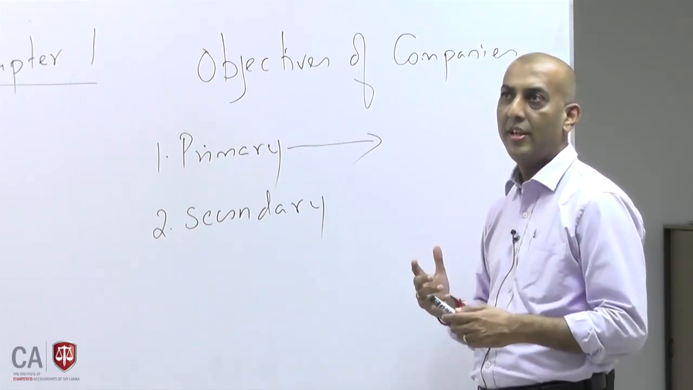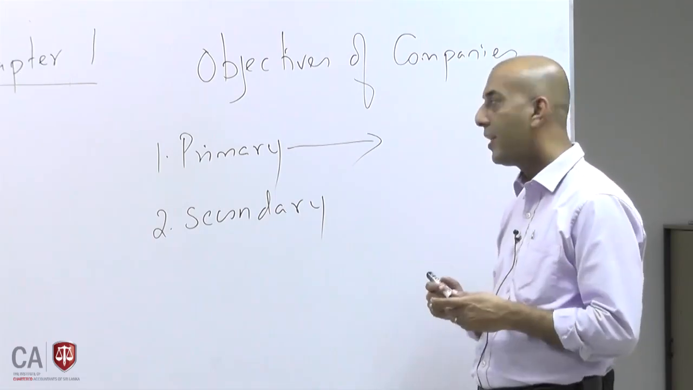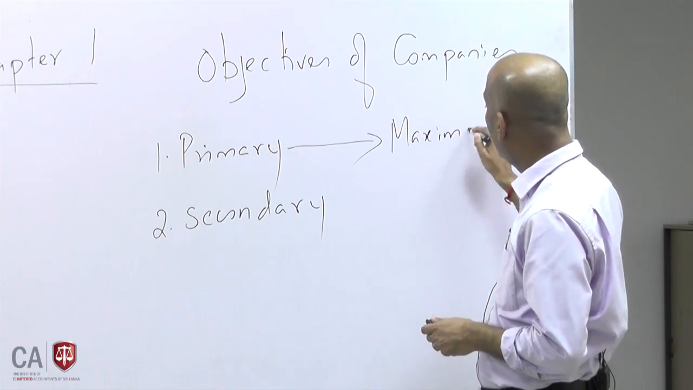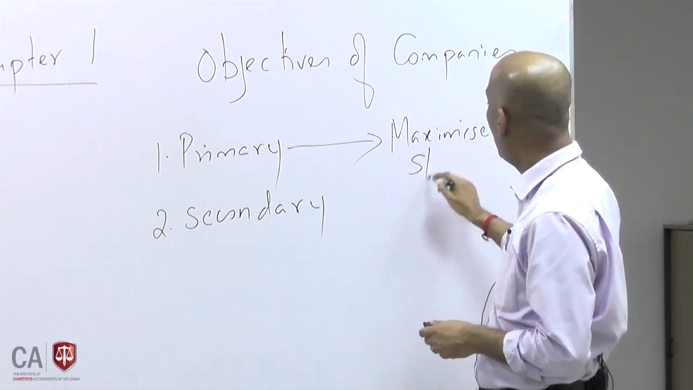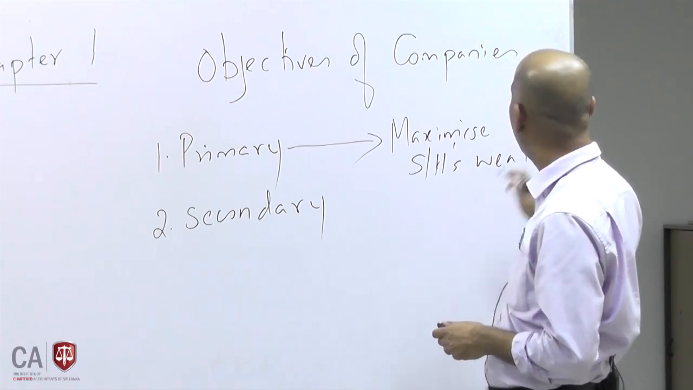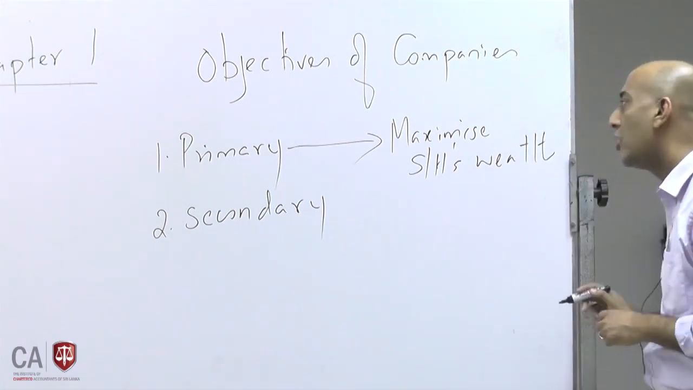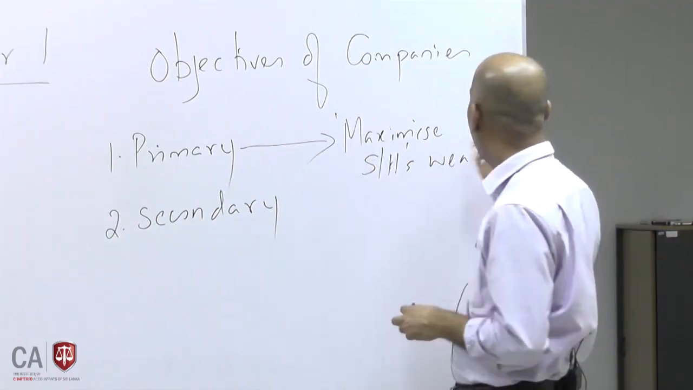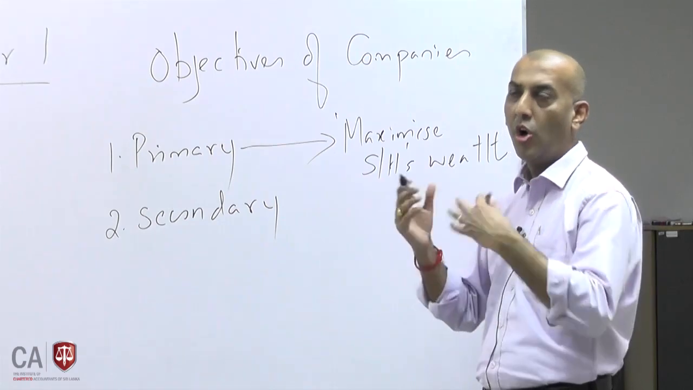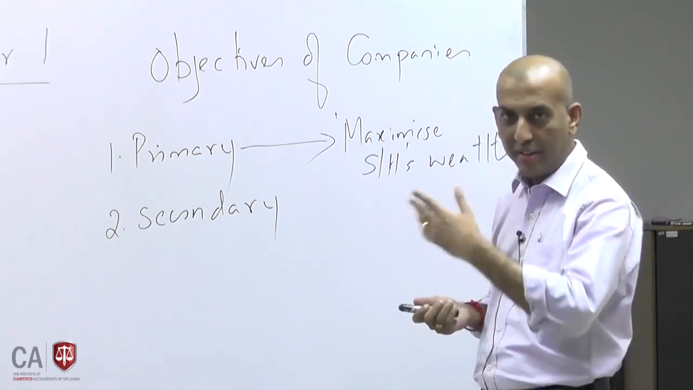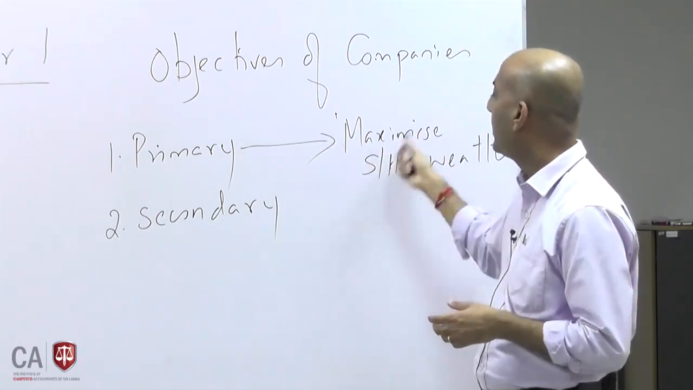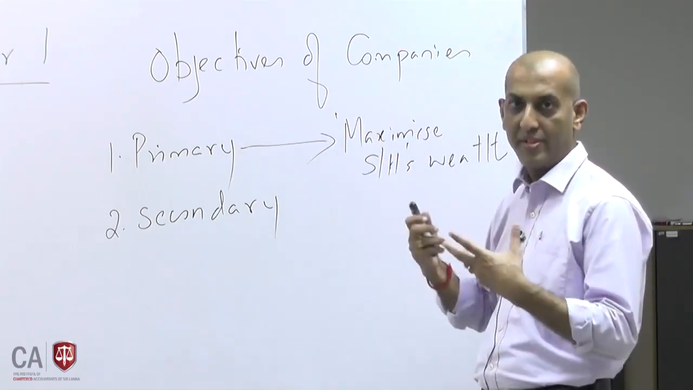The organization exists to create or maximize shareholders' wealth. So this is the primary objective. The primary objective of any organization is to achieve the maximization of shareholder wealth. Whatever the business is, it will try to achieve this maximization objective of the resources.